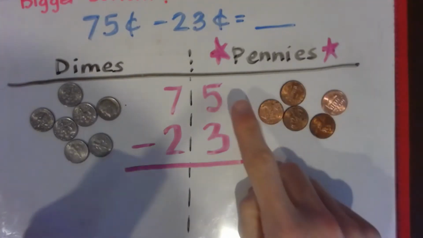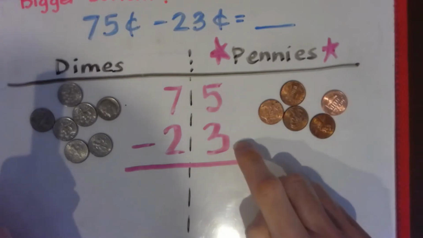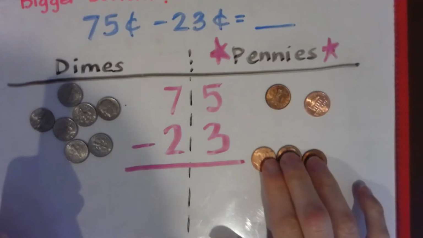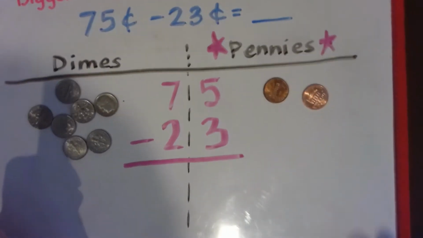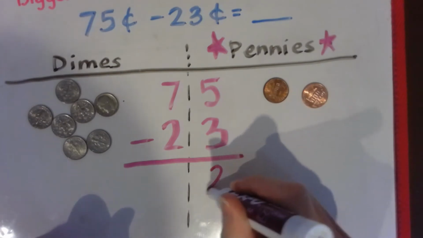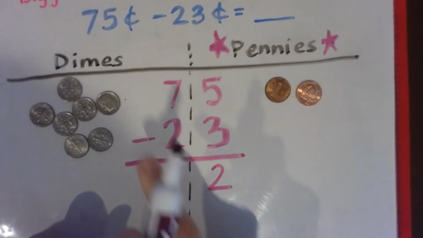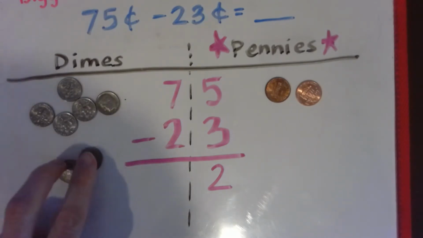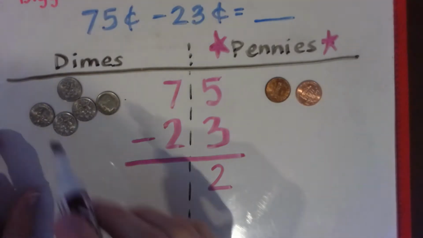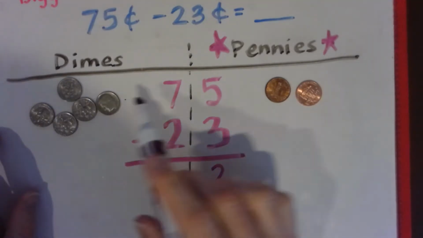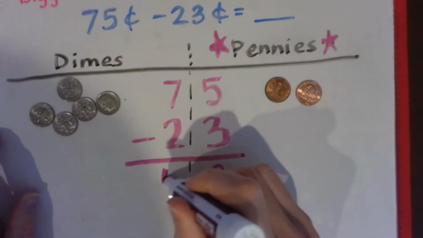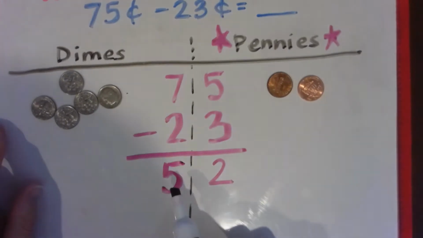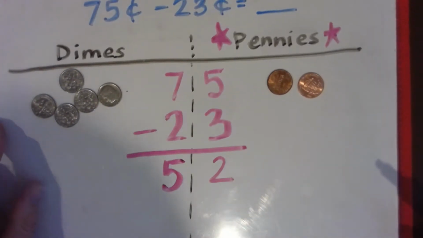So, here's what we do. We say 5 minus 3. If we have 5 and we take 3 pennies away, 1, 2, 3. Can we do that? Yeah. So now we have 2 pennies left. 5 minus 3 equals 2. Good. Now over here we have the 7 dimes. We want to take 2 away. 1, 2. Bye-bye. How many do we have left? 1, 2, 3, 4, 5. 7, 6, 5. So 75 cents minus 23 cents equals 52 cents. Good?